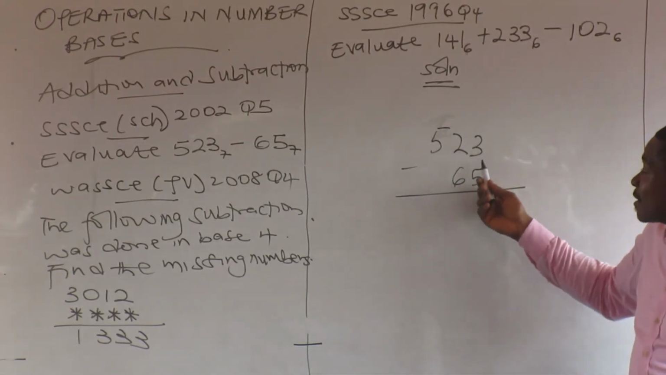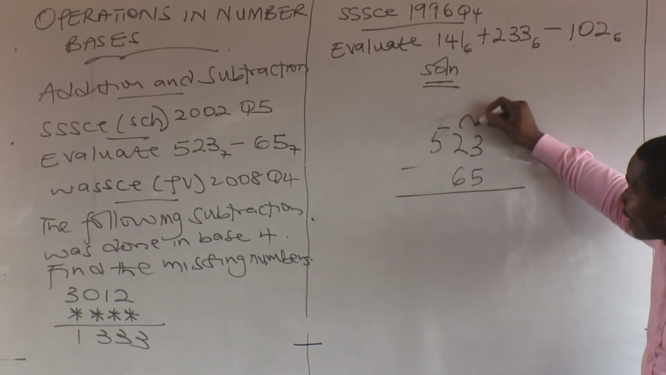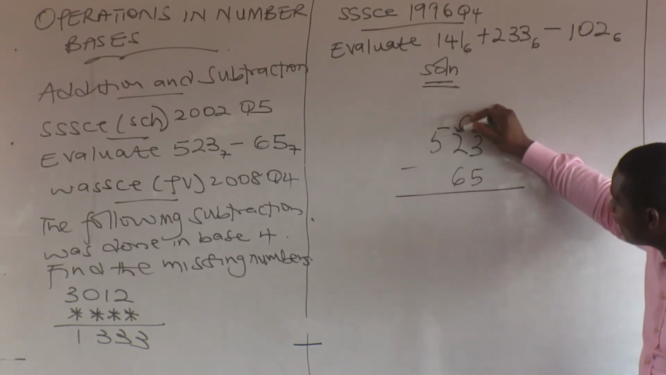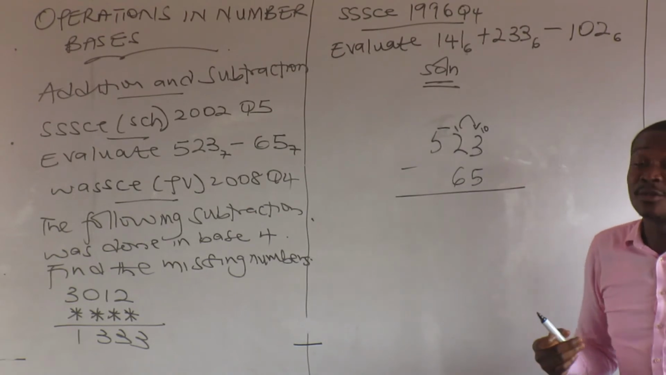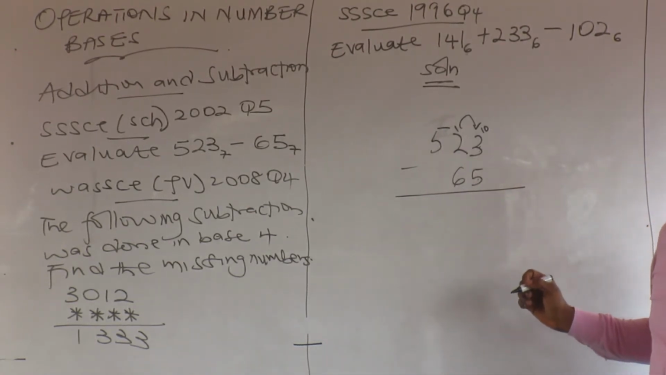So I want to subtract 6 from 3. You remember? Is that possible? So I'll borrow 1 from here. Then I'll put it here. That will be what? 10. So we'll be left with a single 1 here. I'll write these small things on top to guide me, right? Good. Now, 10 plus 3 is 13. 13 minus 5.